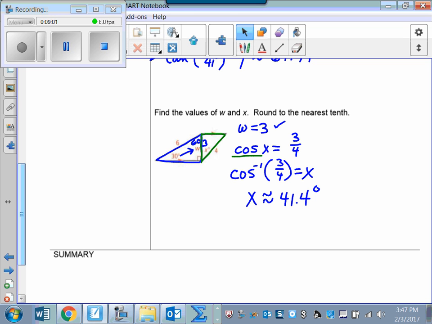Don't go thinking that this green triangle is a 3, 4, 5, because look, your hypotenuse is 4, and it would have to be 5 if this was a Pythagorean triple. So that is not a Pythagorean triple. In any event, when I do my inverse cosine of 3 over 4, I get approximately 41.4 degrees.